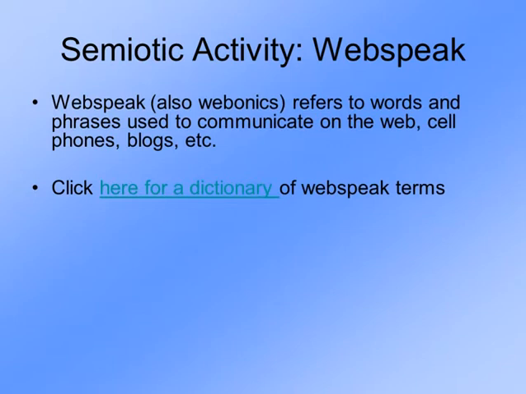Now, I am not an expert in web speak by any means, and so sometimes when I read things on Facebook or blogs or get messages from friends, it actually takes me a while to figure out what they're talking about, and I admit I've even had to look a few things up. So if you're also not a fluent speaker or texter of web speak, you can click on the link for a dictionary of web speak terms. There are actually a lot in here that I'd never seen or heard of.